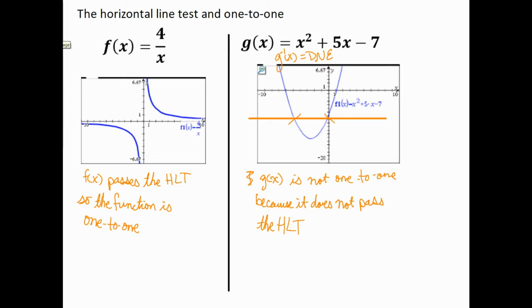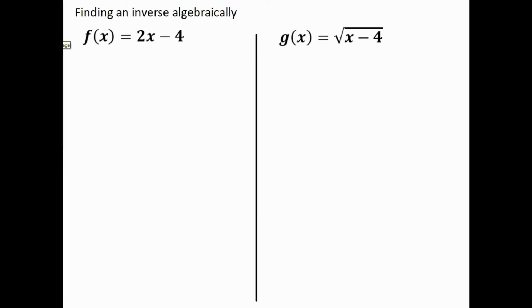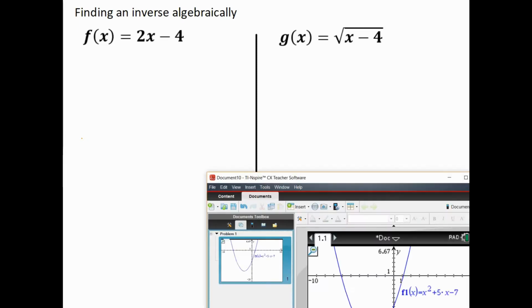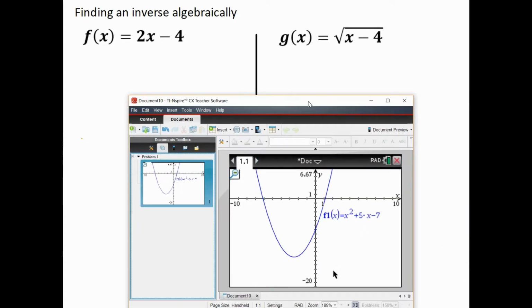Well, that's great, but we actually haven't found any inverse functions. Well, that's where this comes in. So let's start with f of x equals 2x minus 4. Let's start by graphing the function. We're always going to start by graphing and using the horizontal line test. So let me pull my calculator up.